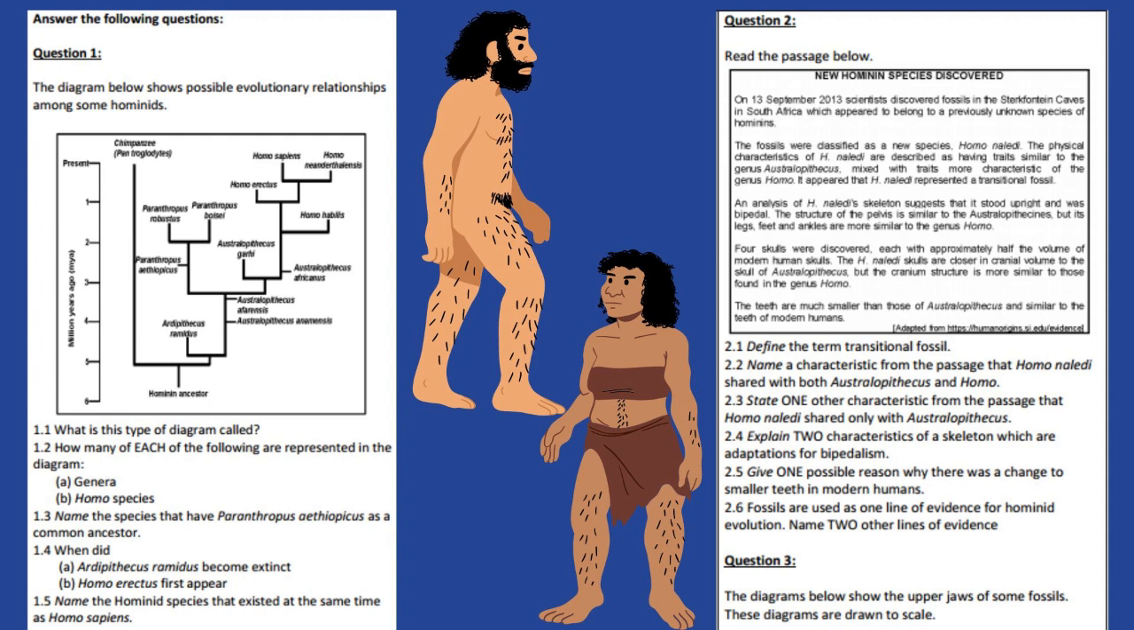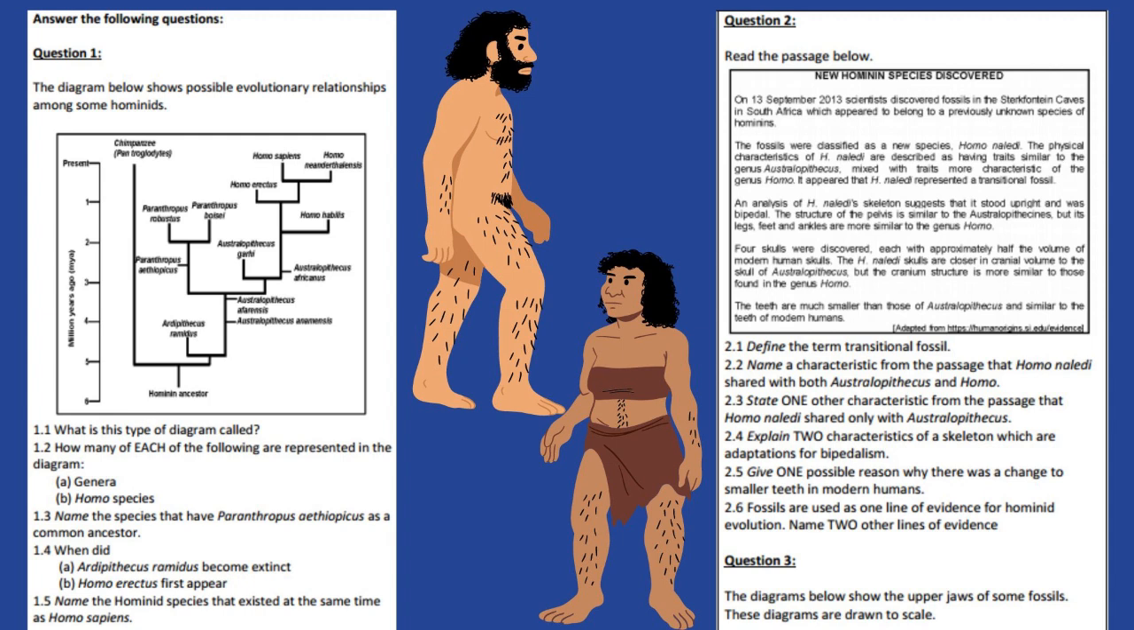1.4 When did A. Ardipithecus ramidus become extinct? B. Homo erectus first appear? 1.5 Name the hominid species that existed at the same time as Homo sapiens. Question 2. Read the passage below. 2.1 Define the term transitional fossil.